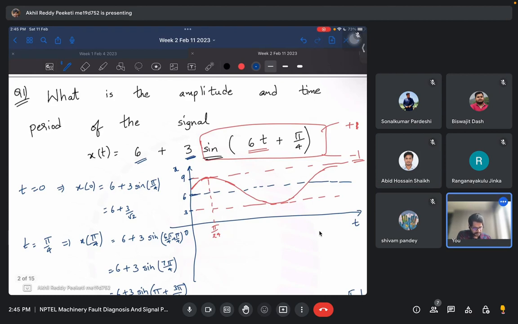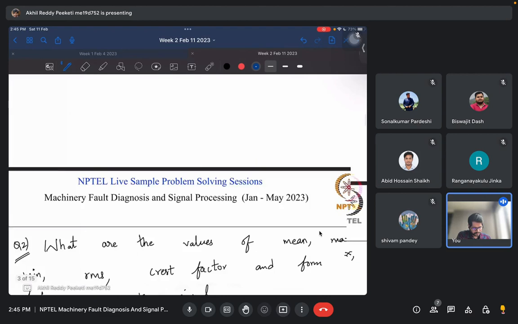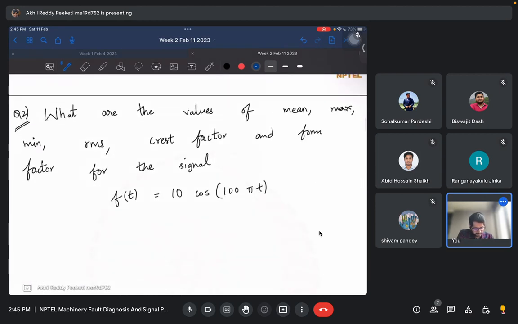So this is how you can estimate amplitude and frequency. Next we'll see different questions. So what are the values of mean, maximum, minimum, RMS, crest factor and form factor for this signal. So can anyone tell me what should be at least the mean, maximum and minimum for this cos wave or the cos signal?